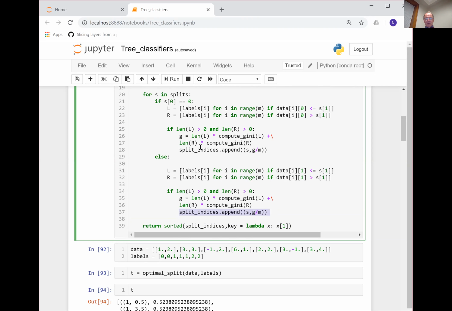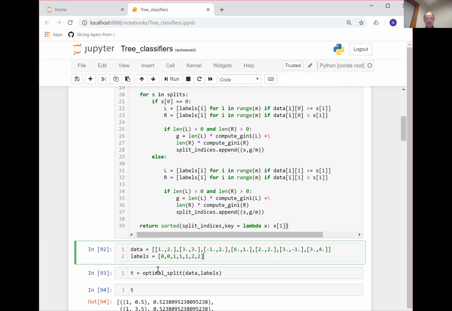So for each possible split, we compute the Gini index and the place where we split it, and we put that in an array that we sort depending on the Gini index. Of course, we want to find the split where the weighted sum of the Gini indices is the smallest.